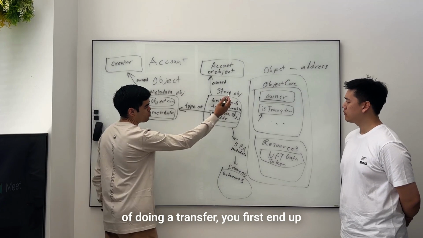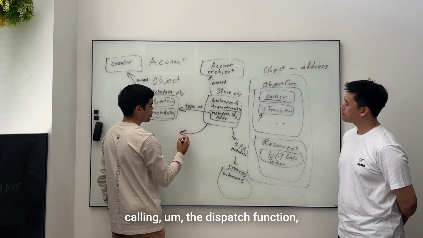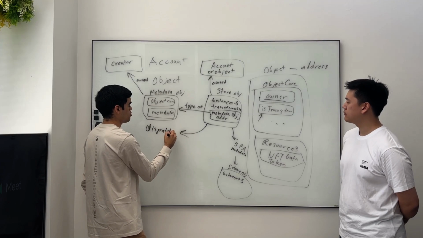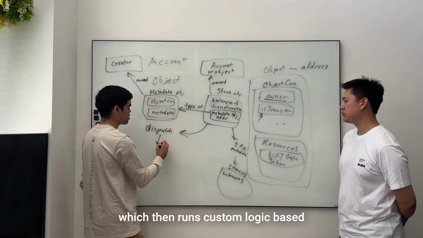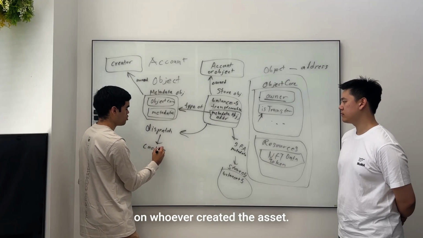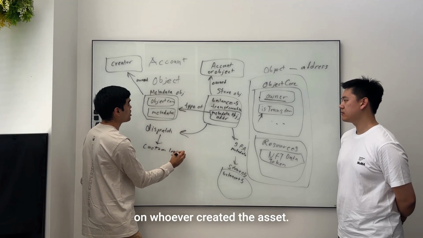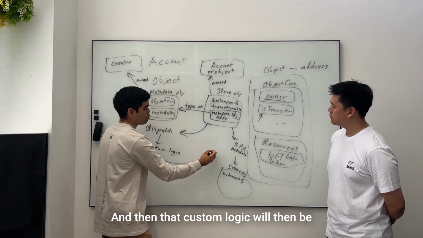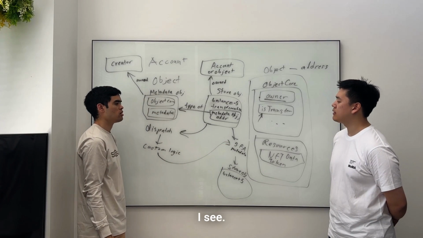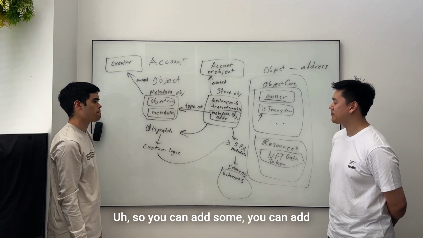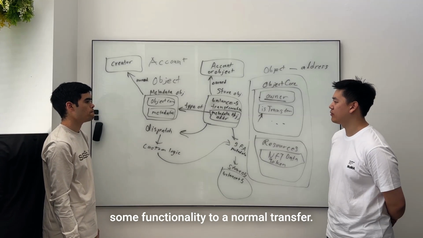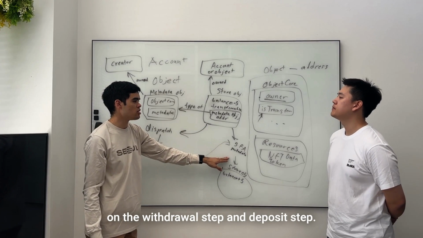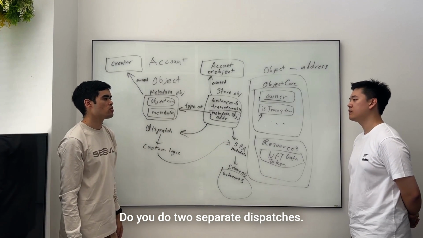So basically what happens is instead of doing a transfer, you first end up calling the dispatch function, which then runs custom logic based on whoever created the asset. And then that custom logic will then be followed up by the normal transfer logic. I see. So you can add some functionality to a normal transfer. Yeah, and technically it's not on transfer, it's technically on the withdraw step and the deposit step. You do two separate dispatches.